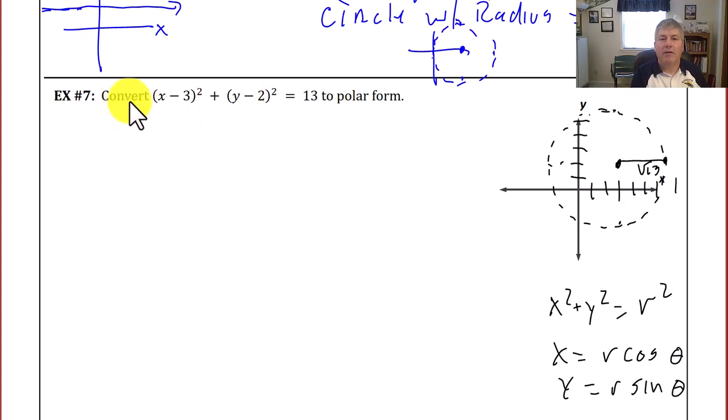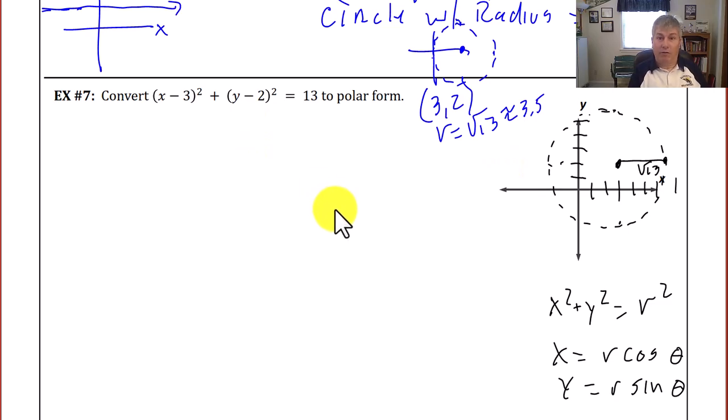In example 7, now we're going to convert this to polar form. We have another circle that has a center at 3, 2, and a radius of the square root of 13. So here might be our center at 3, 2, and the square root of 13 is about 3.5-ish. So I go about 3.5 to the right, above, below, and to the left, and now I have a circle with a radius of the square root of 13 that's centered at 3, 2.